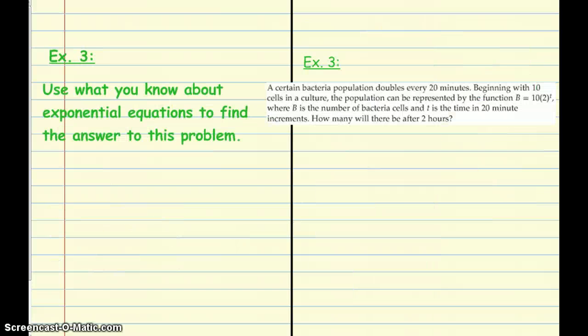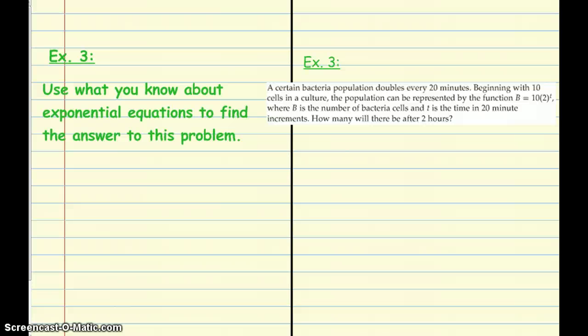All right. So now we're going to take what we've talked about with exponential equations, and we're going to apply that to this situation. It says a certain bacteria population doubles every 20 minutes. Beginning with 10 cells in the culture, the population can be represented by the function b equals 10 times 2 to the d power, where b is, can you hear the announcement?